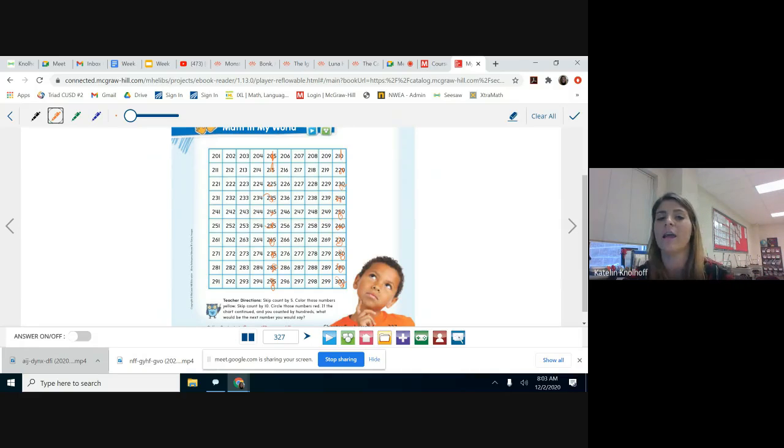And if you look at that chart, you can see a pattern. If you look at the ones place in each number, it's 5, 0, 5, 0, 5, 0. So you know that you're skip counting by 5s there.